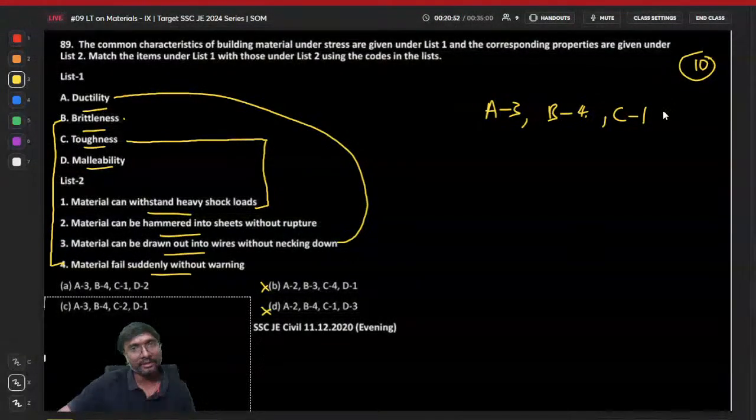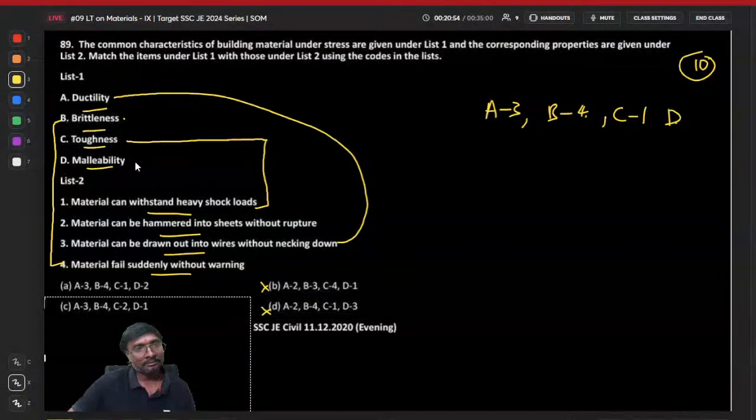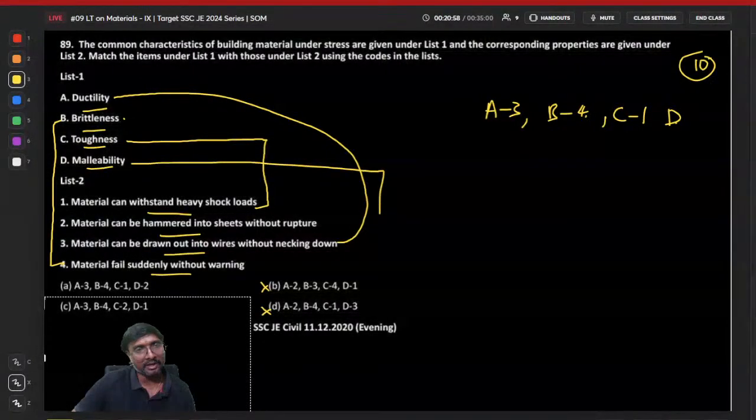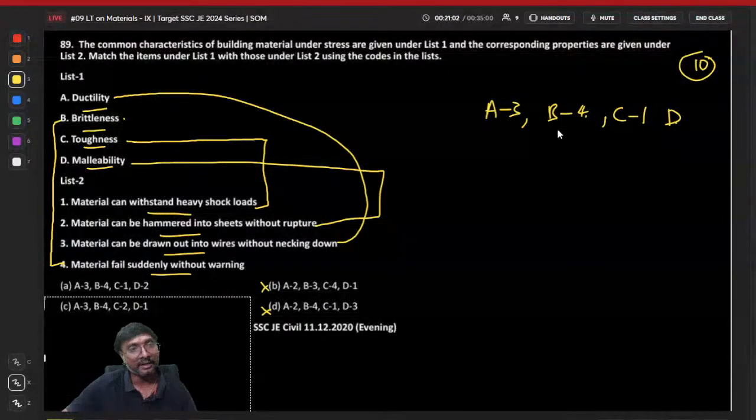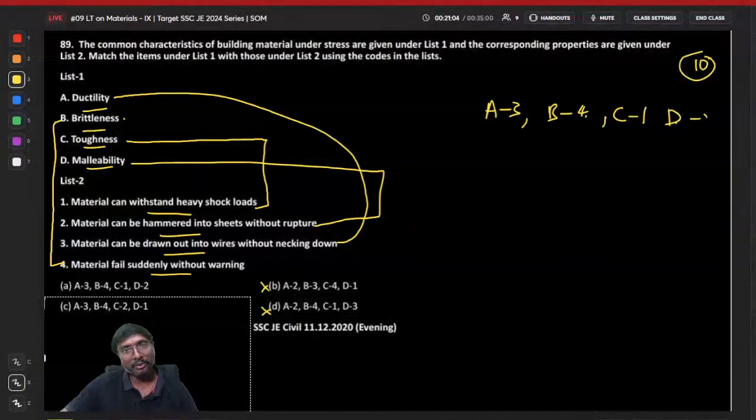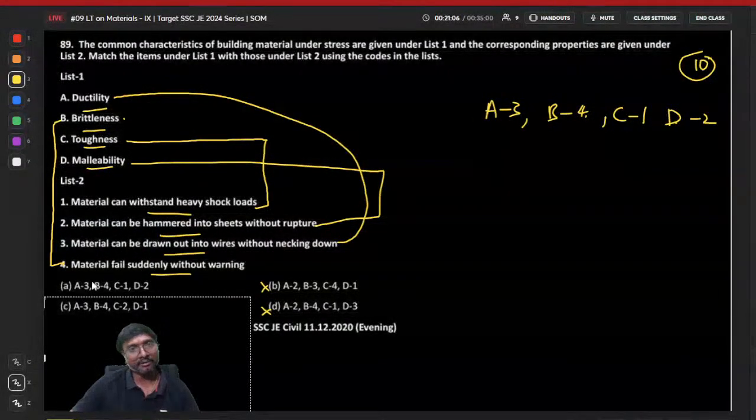Next, what is it? You can say that D. Malleability, right? What is that? It is drawn into which one? Thin sheets without rupture. Thin wires is ductility, thin sheets is malleability, right? So D2. So A3, B4, C1 and D2, right? Which option is correct? Option A will be the correct answer, you can say, right? Shall I go to the next one?